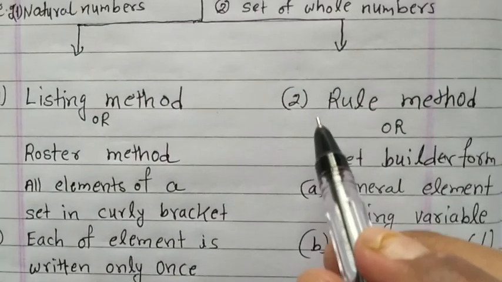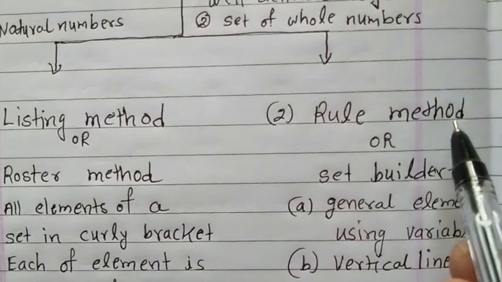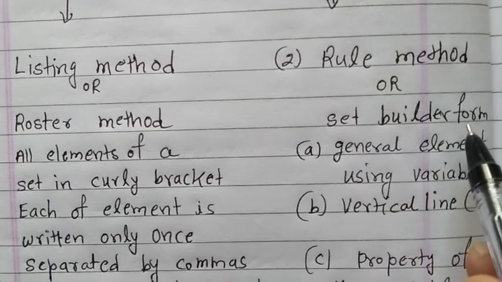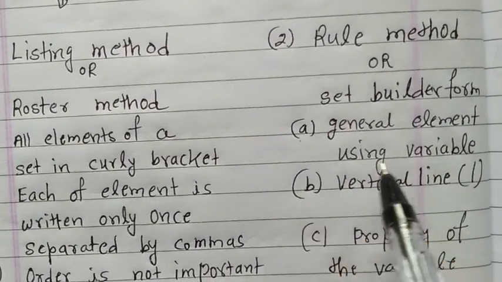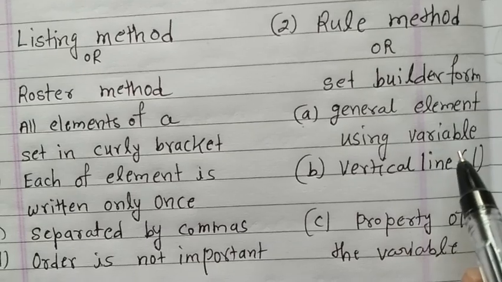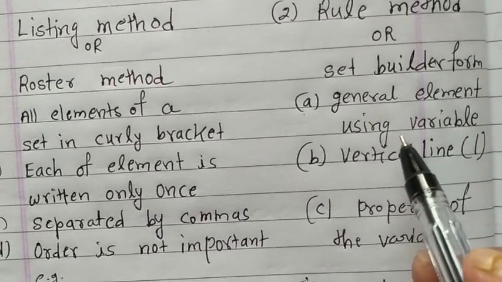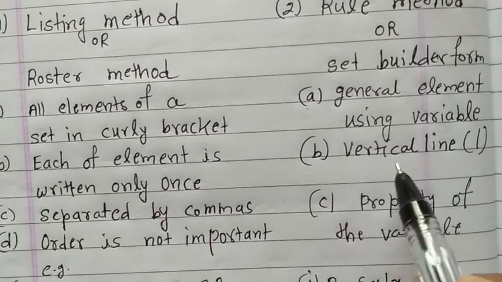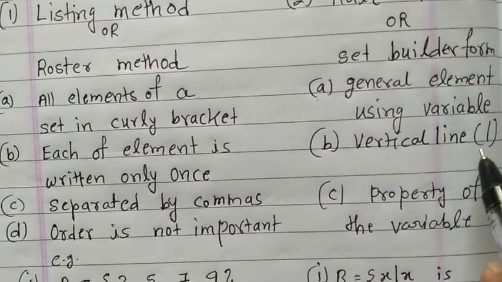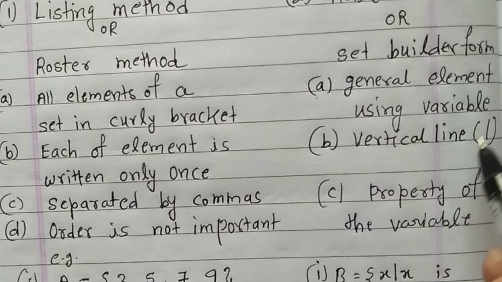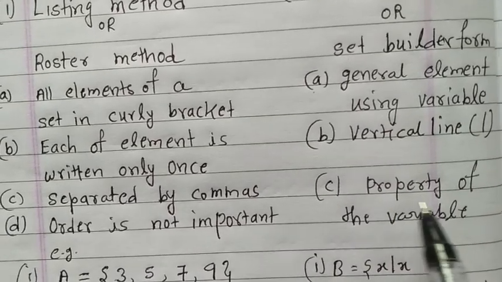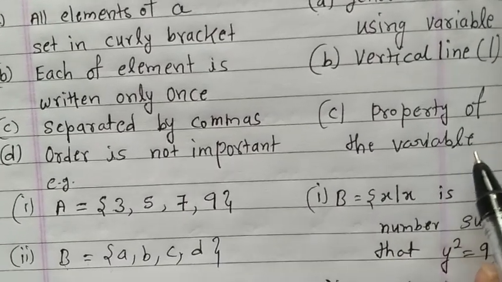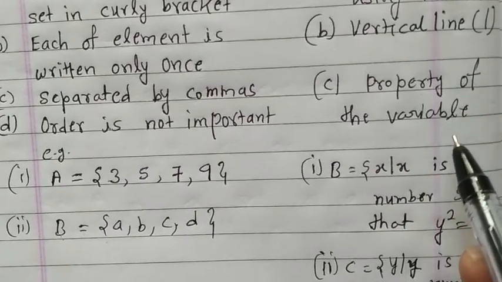Now come to the second method, that is the rule method, or it is known as the set builder form. First point, general elements using variables. That means we are using variables like x, y, z. B is what, vertical line. We are using here the vertical line. Now third one, property of the variable. So that means we are writing in the form of a property, in the form of a sentence.